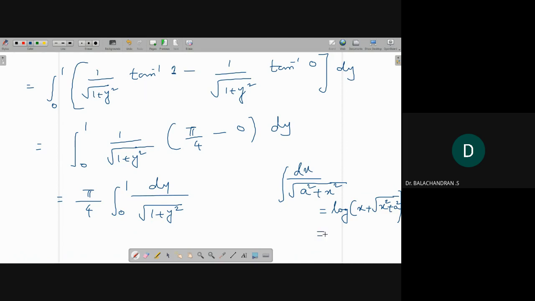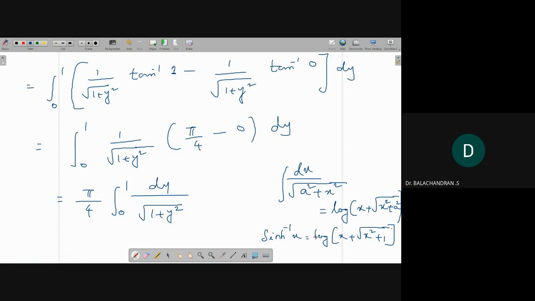This we studied in trigonometry. This is equivalent to what? We studied sine h inverse of x is equal to what? Log of x plus root of x square plus 1. Is it correct, Rahul? Paritosh? Hyperbolic function. Sine h inverse of x is equal to log of x plus root of x square plus 1. So if instead of a it is 1, then you can write this as sine h inverse of x.